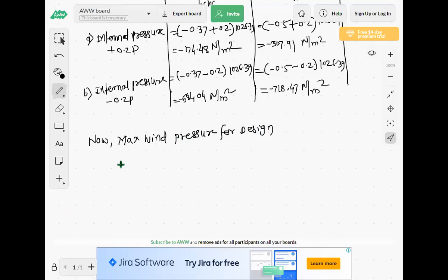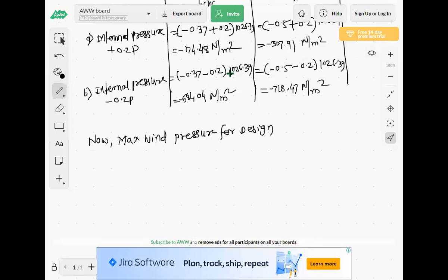Whichever has the maximum value, whether it is positive or negative. So here all pressures are negative. So we have not to consider sign. We have to consider only the value, maximum value. Because all signs are negative, so the maximum value among them, because maximum wind pressure for design.